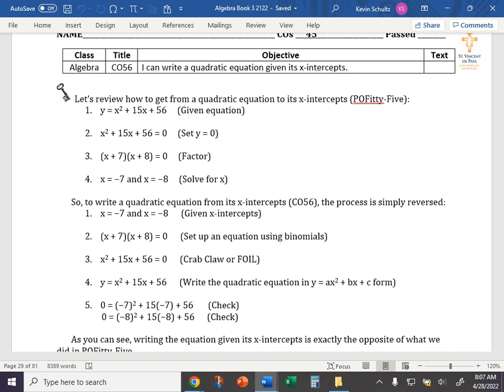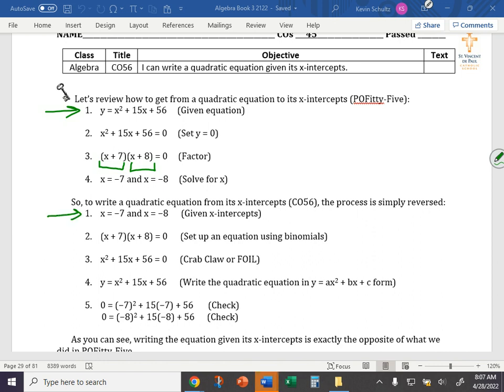Okay, so in PO55, this is what you did for homework for today. I gave you the equation. Say it's x squared plus 15x plus 56. You set y equal to 0. You factored it, and then you solved for x, saying what value for x made that equal to 0, negative 7, and what value for x made that equal to 0, negative 8. Done. Right? So today, we're going to go the other way.